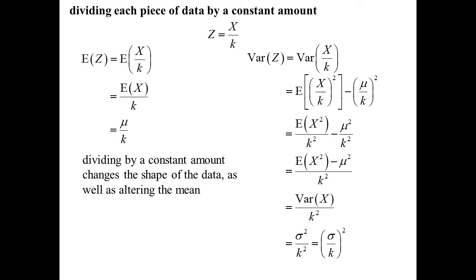So what does it do? It has changed the shape of the data. There's the original data. We're dividing by k. I'm assuming k is a number bigger than 1 here, so the number is smaller, mu on k. But it squeezes the spread in now, because the spread is going to be smaller. And so it's actually being pushed in.